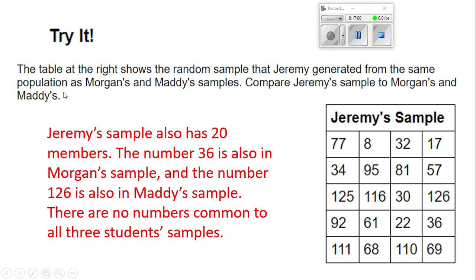So when they're saying the table at the right shows this, and they want you to compare it, they're simply stating that you can take 20 different samples from the same population 3 different times, and you might not get one person in any of those 3 samples that's the same.